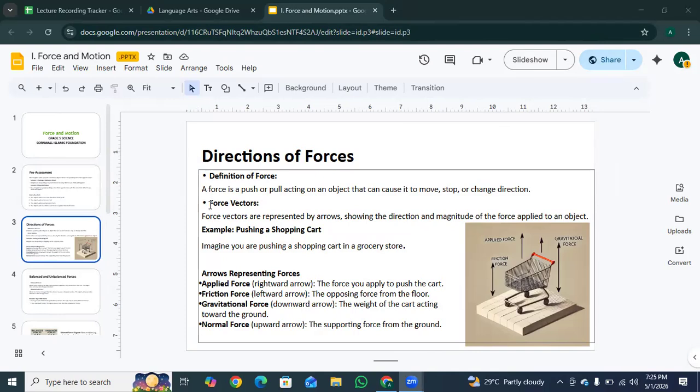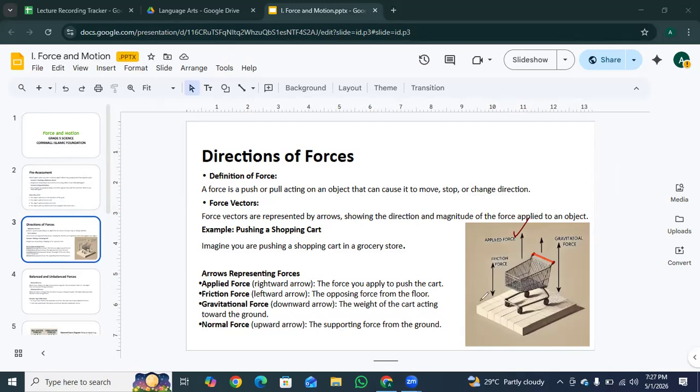The next one is force vectors. Force vectors are represented by arrows showing the direction and magnitude of the force applied to an object. For example, pushing a shopping cart. Imagine you are pushing a shopping cart in a grocery store. Look at this diagram carefully. This is your applied force. You can say that this is your push. It is the force that moves the cart forward.